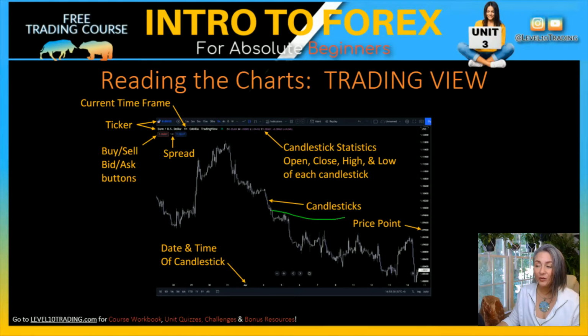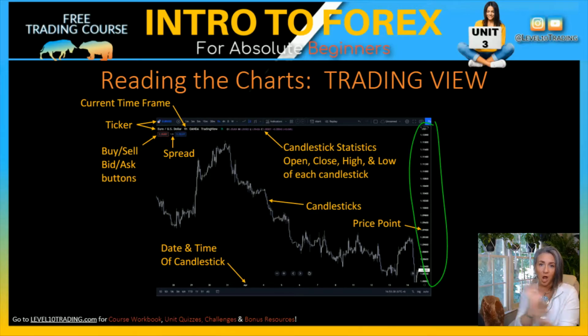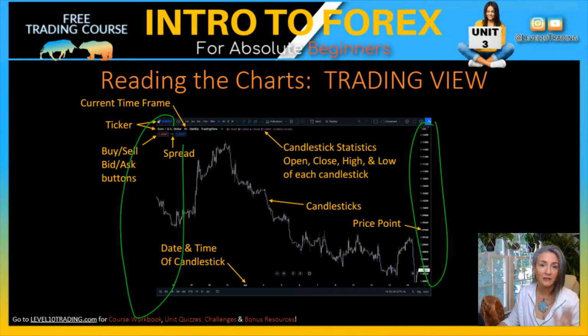Right here in the middle, you have candlesticks that'll run through, or whatever display method you're using, whether it's a line chart or bar charts. There are columns now on TradingView. So there's a lot of different ways that you can display that, but that's always going to be in the middle of your charting software. You usually have the price points on the right hand side of your screen, but most software will give you the option to display them in different areas, so that if you wanted it to be on the left hand side, you could.